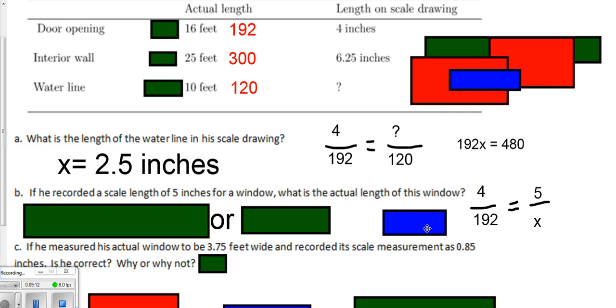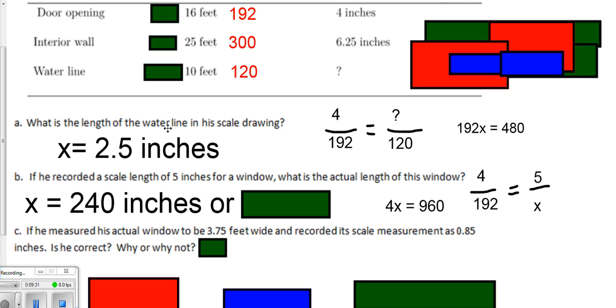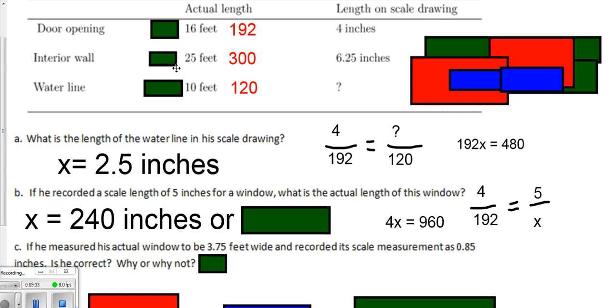So this is how I'd set up my proportion. Cross multiply to obtain that new equation. 4 times x is 4x. 192 times 5 becomes 960. Dividing both sides by 4 to get x alone, I would get x equals 240 inches. I could leave it in inches, or since all of these ones seem to be in feet, I'm going to break that down into feet, divide it by 12, and get that it's going to be 20 feet. So if we had 5 inches on this side, it would be 20 feet on this side.